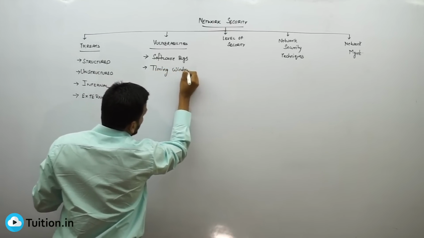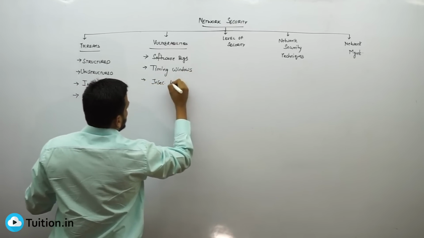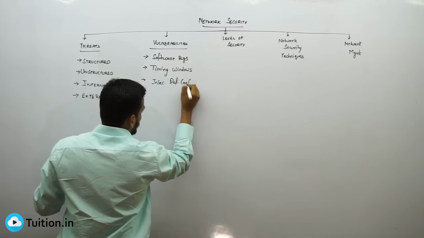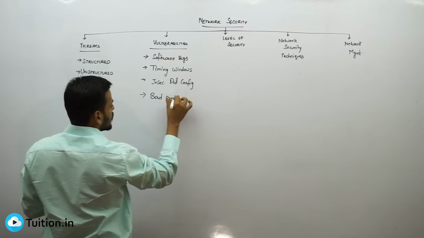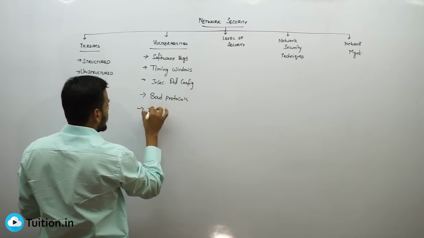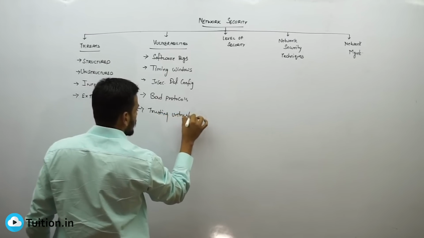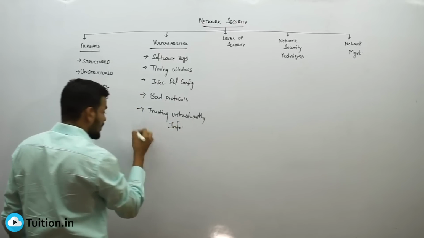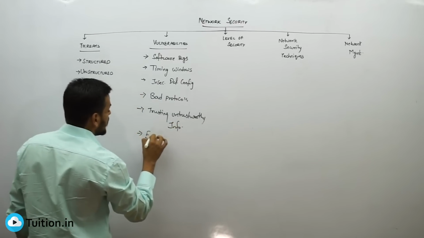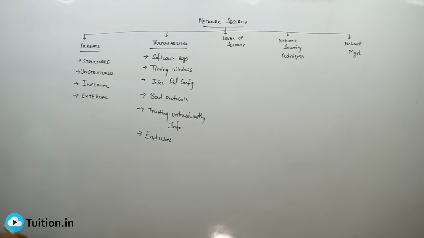Software bugs, timing windows, insecure default configurations. Then you have written programs which are having bad protocols. You are trusting untrustworthy information. And lastly, but most importantly, the end user himself without proper training could be a serious source of problem, right? That's it. That's what we have in threats and vulnerabilities, guys.